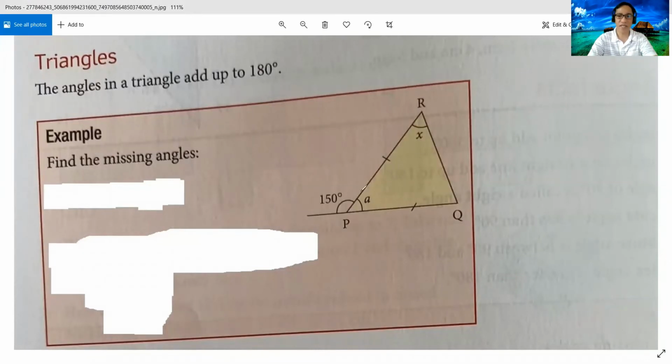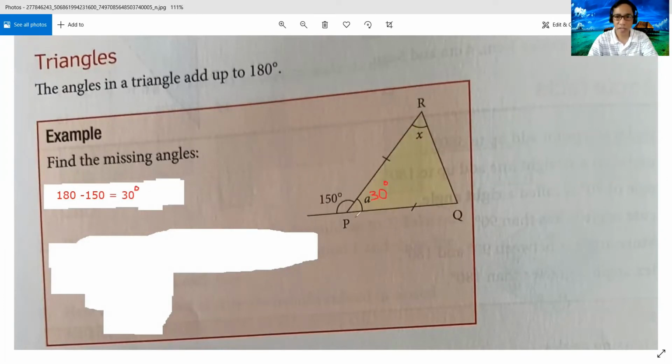Find the missing angles of these given figures. And we all know that straight lines have 180 degrees. So to find the angle A here, we can use the property of a straight line, which is 180 degrees minus the external angle here, which is 150 degrees, and that is equal to 30 degrees. Therefore, angle A is equal to 30 degrees here.